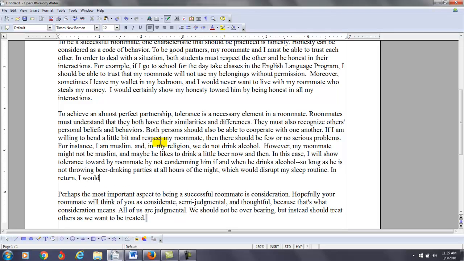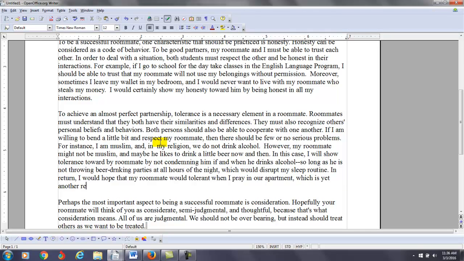In return, I would hope that my roommate would be tolerant when I pray in our apartment, which is yet another religious belief that I have. Okay, I think we're good there. I think we should probably capitalize that.